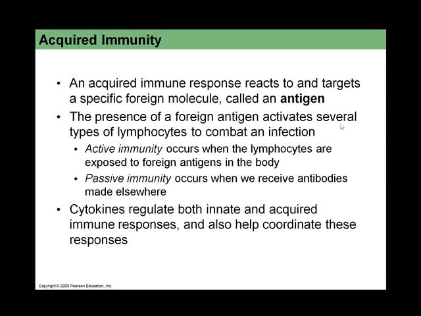So the presence of a foreign antigen activates several types of lymphocytes to combat an infection. So there is active immunity, which occurs when the lymphocytes are exposed to foreign antigens in the body. Then there's passive immunity, which occurs when we receive antibodies made elsewhere, so it requires another organism. There is natural passive immunity, such as breastfeeding, and then of course there's the clinical practice of being injected with an anti-venom if you were bitten by a snake or a spider or something like that. So cytokines regulate both innate and acquired immune responses and also help coordinate these responses.